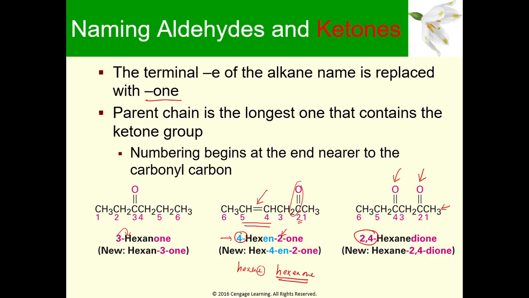Now, what is the significance of this 2,4 number before the name of the parent chain? The 2,4 refers to the positions of the two ketone groups, the C double bond O. So the new naming here is hexane-2,4-dione.